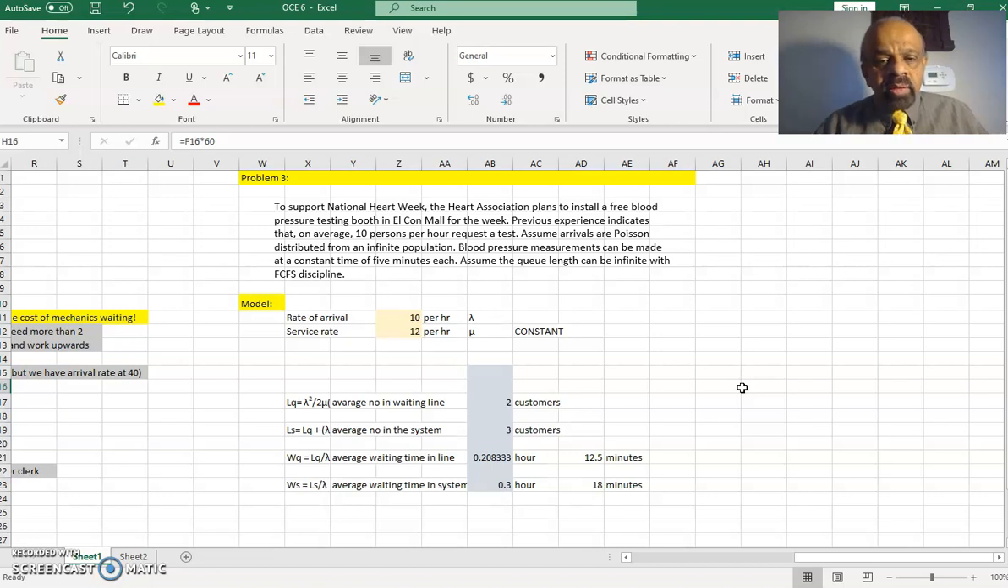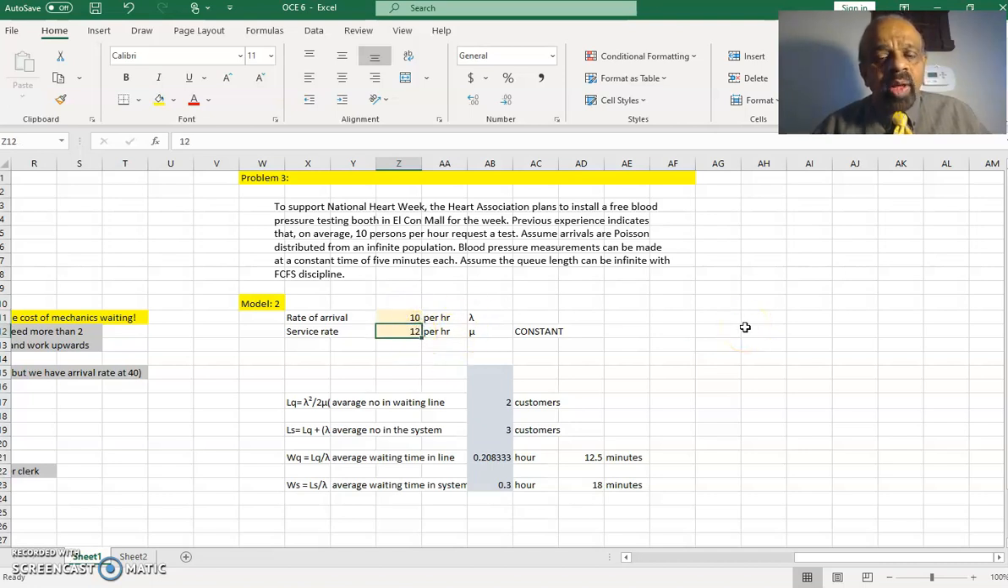Previous experience indicates that 10 persons per hour request a test. The arrival rates are distributed in a Poisson way, and the blood pressure measurements can be made at a constant time of 5 minutes. So when you talk about service being constant, that is going to be model 2. So we know that the arrival rate is 10. The service rate is 12.